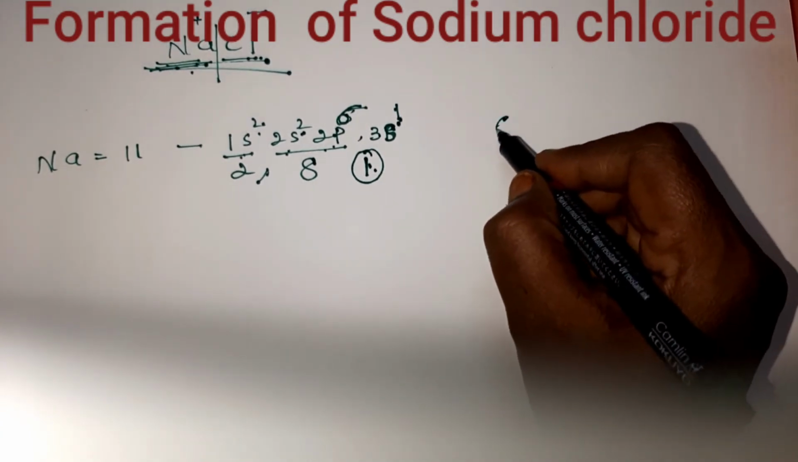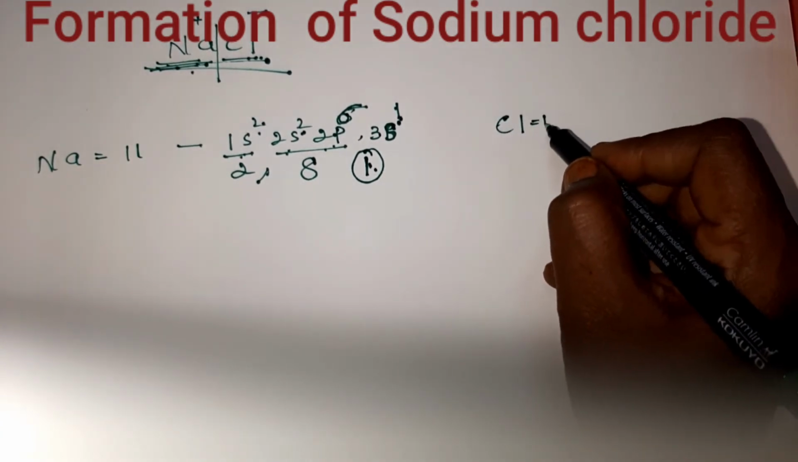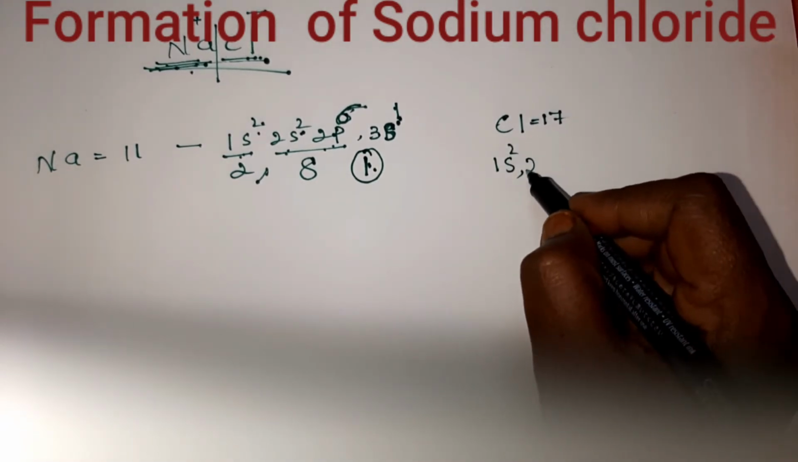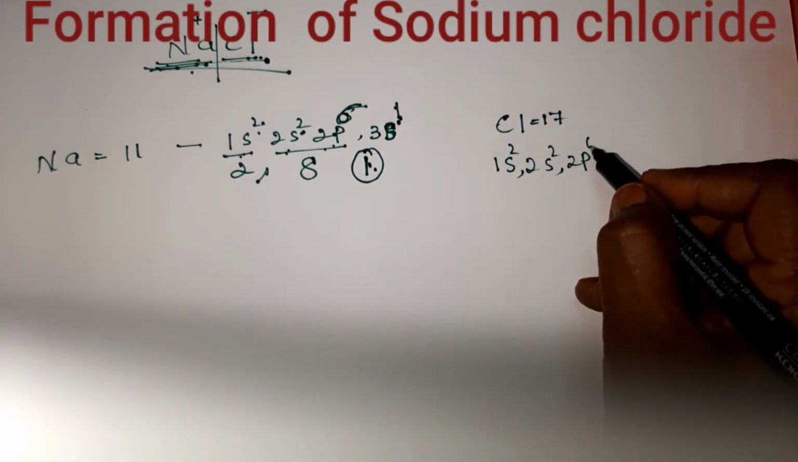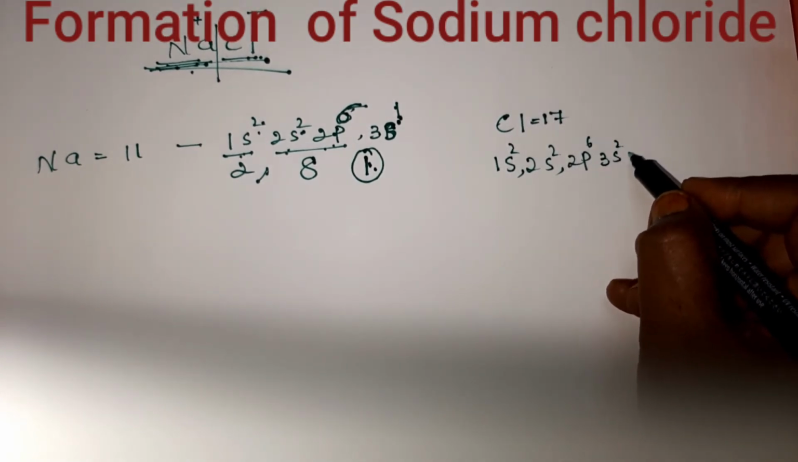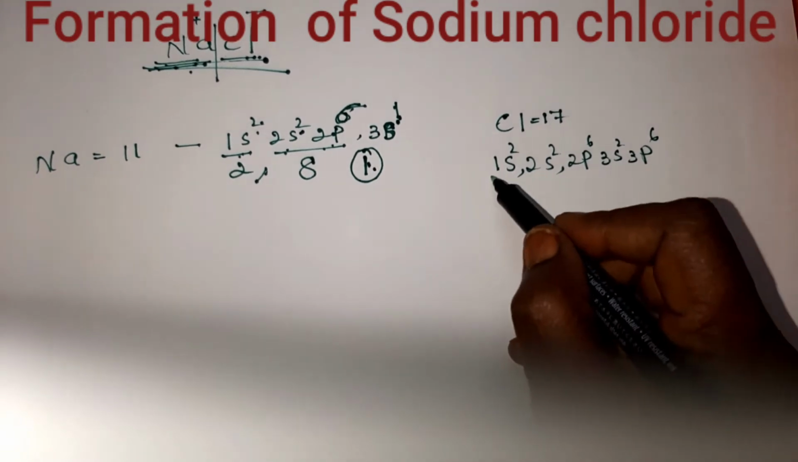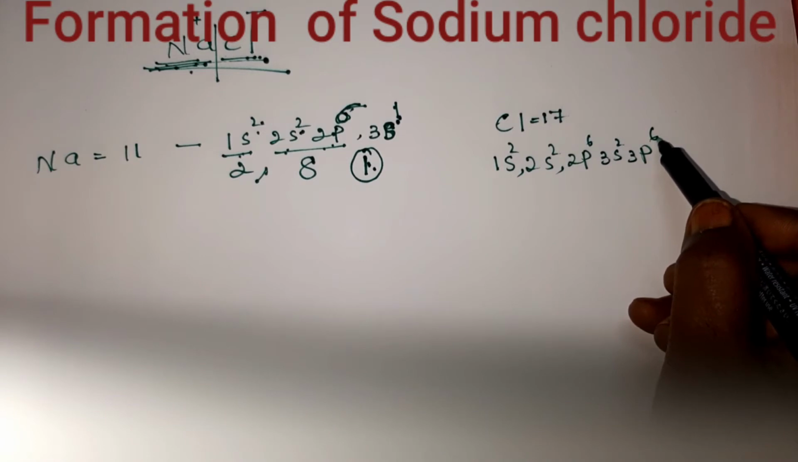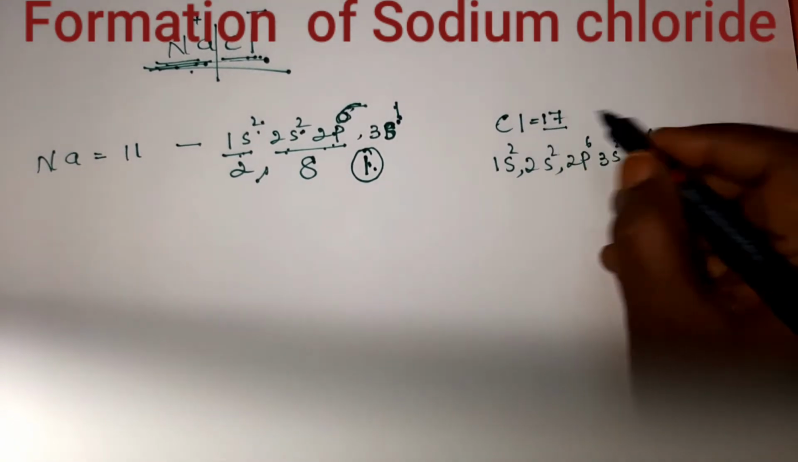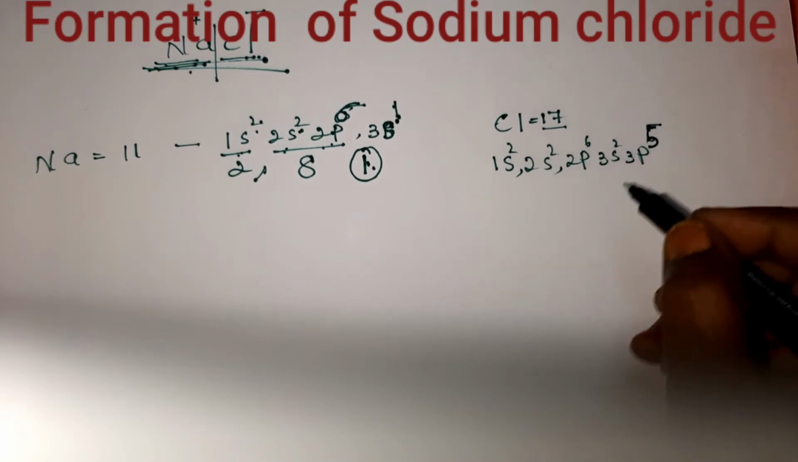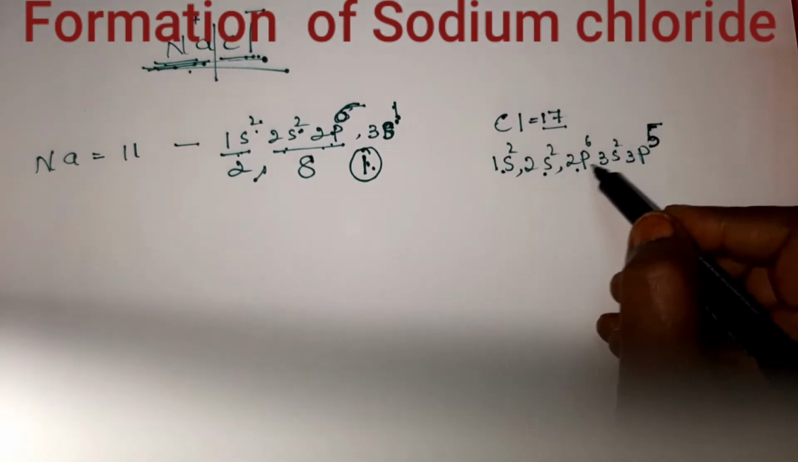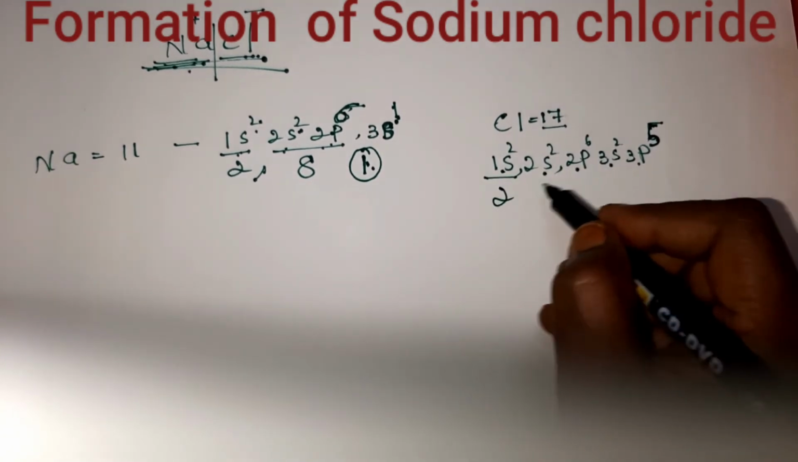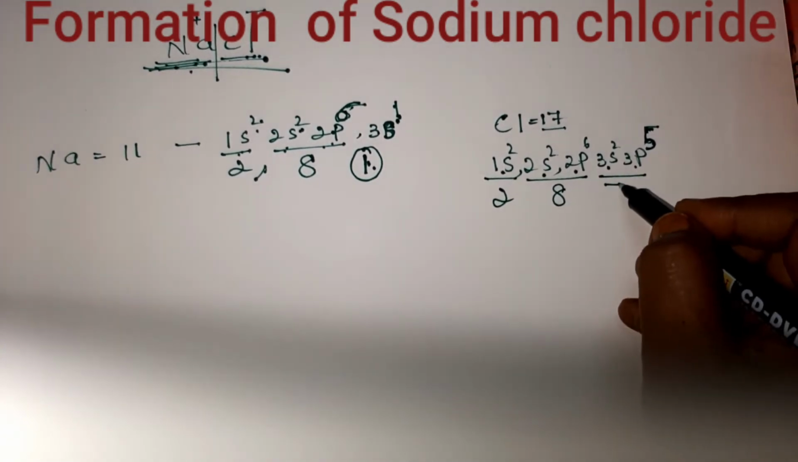Now if you write chlorine, atomic number is 17. Okay, children. So how do you write electronic configuration? 1s2, 2s2, 2p6, 3s2, 3p6. So how many electrons, children? 10, 11, 12 and 12 plus 6, 18. So here 18. We need 17 electrons. So you have to write 5. Clear, children? 1s2, 2s2, 2p6, 3s2, 3p5. So 17 electrons are there. So first shell 2 electrons, second shell 8 electrons, third shell 7 electrons.